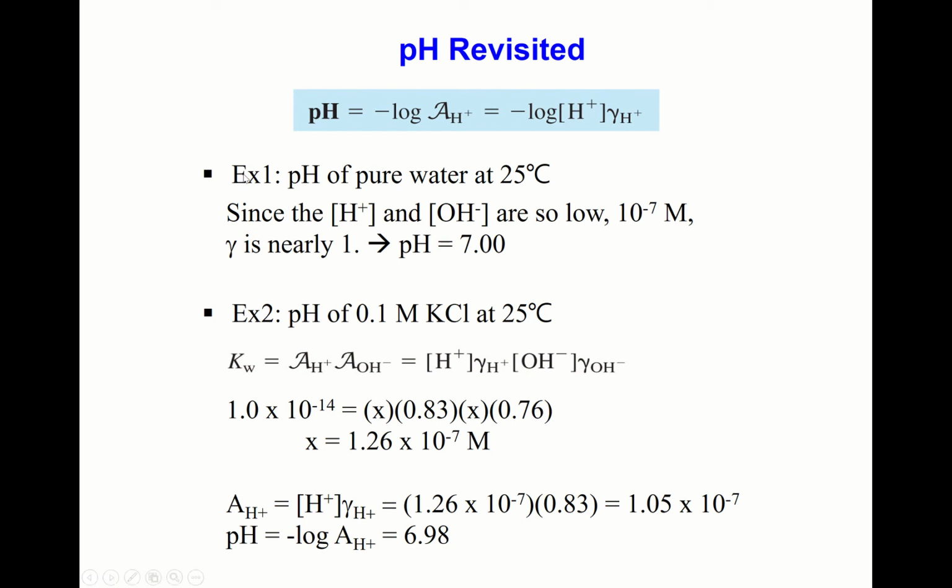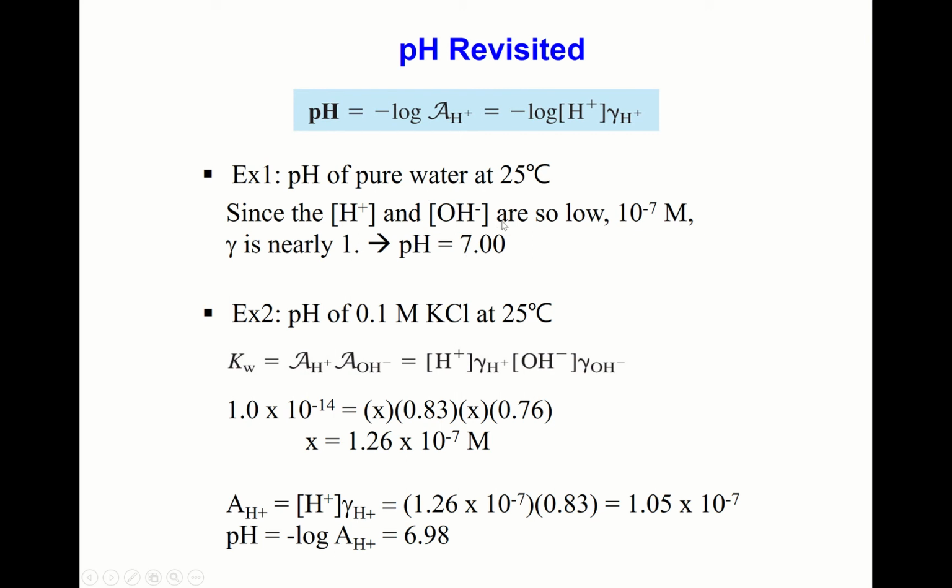For example, example 1 is the pH of pure water at 25 degrees C. Since the proton and hydroxide concentrations are so low, water dissociates equally, which makes the concentrations of these two species equal, 10 to the minus 7 molar. At this low concentration, the activity coefficient is nearly 1, and pH is 7.00. There is no problem for this pure water.